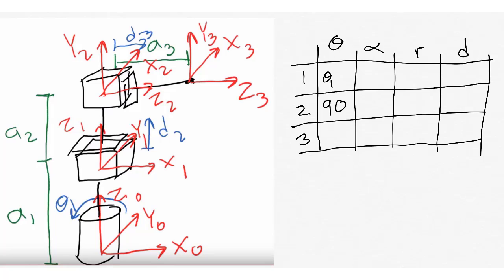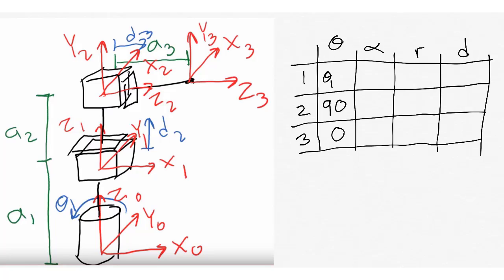Theta for row 3 also does not have any component that is due to the joint variable because the third joint is also prismatic. So I'll take a look at the two x directions. x2 and x3 are pointing in the same direction, so there is no additional rotation that is needed to get these two axes to match. So theta for the third row is 0.